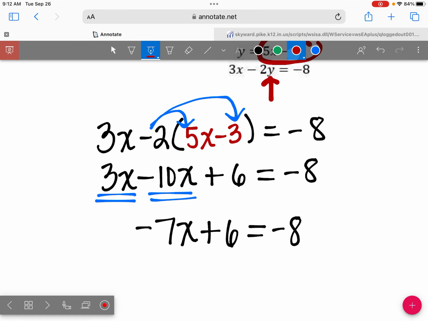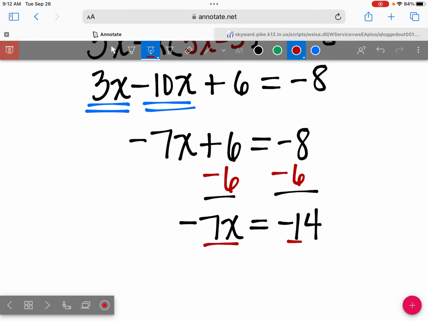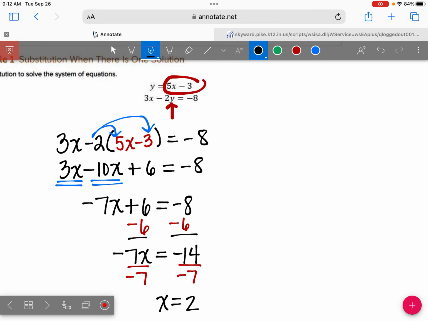Now we're going to subtract the 6. Negative 7x equals negative 14. Divide both sides by negative 7. So you should get x equals 2. But that's only half of my solution. Now I need to find y. So to find y, substitute that 2 in for x in this equation.